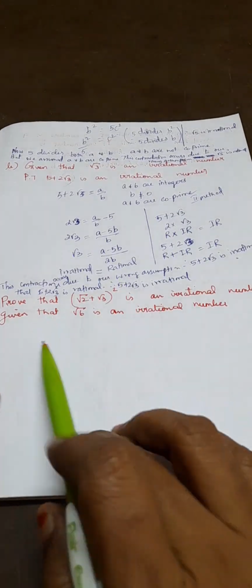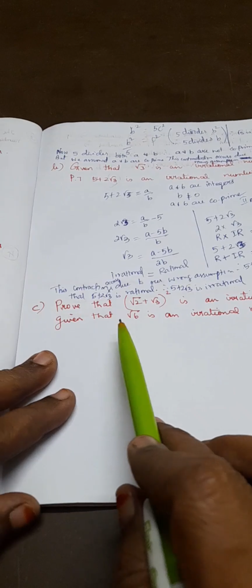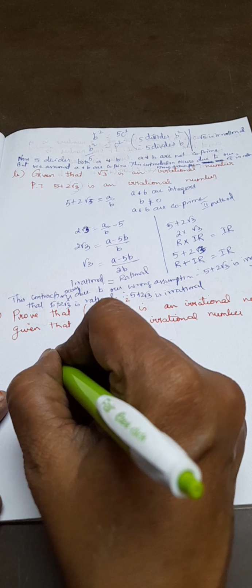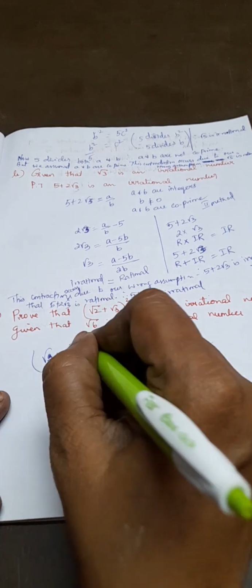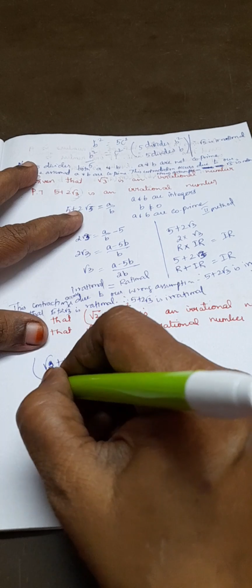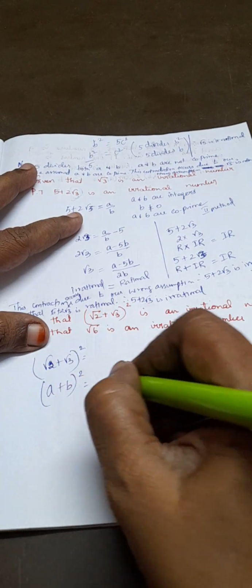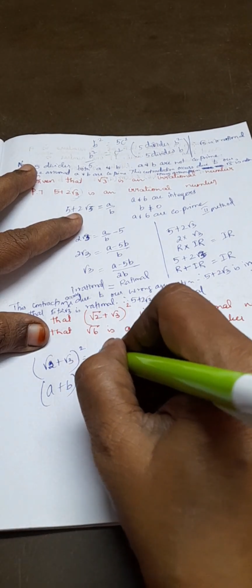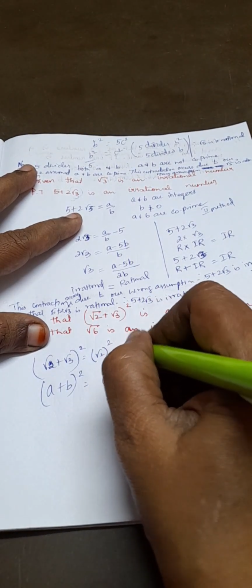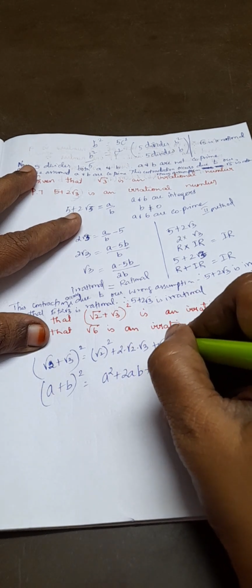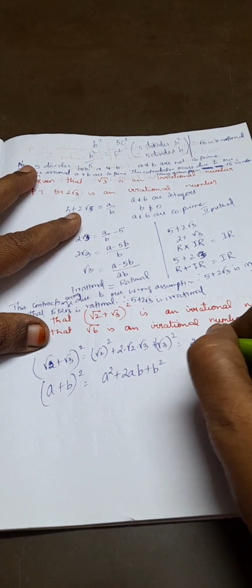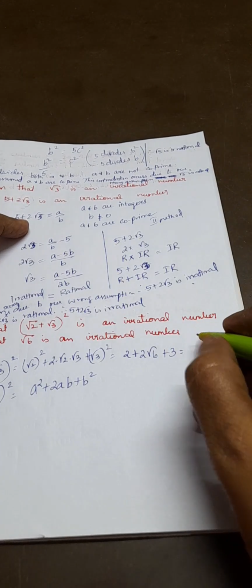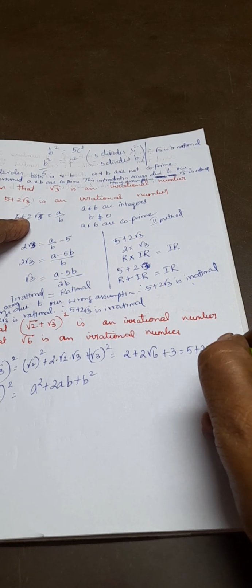Now next, prove that root 2 plus root 3 the whole square is an irrational number, given that root 6 is an irrational number. First you apply root 2 plus root 3 the whole square equal to a plus b the whole square, right? What is a plus b the whole square? You will get a square plus 2ab plus b square. So root 2 square plus 2 into root 2 into root 3 plus root 3 square. So root 2 square is what? 2 plus 2 root 6 plus 3. So what will I get? 5 plus 2 root 6.